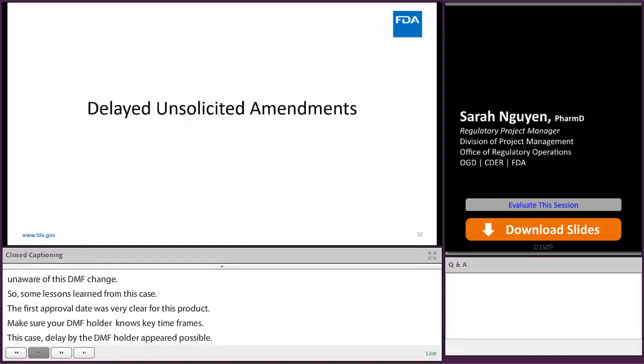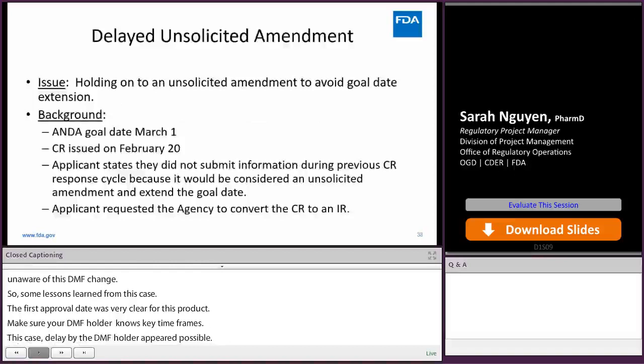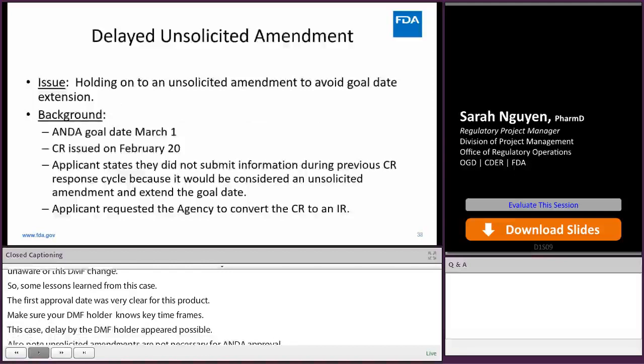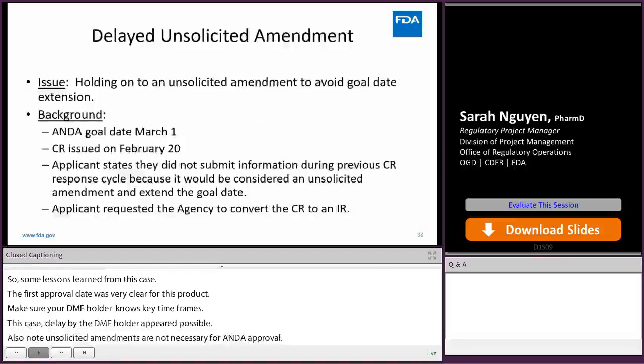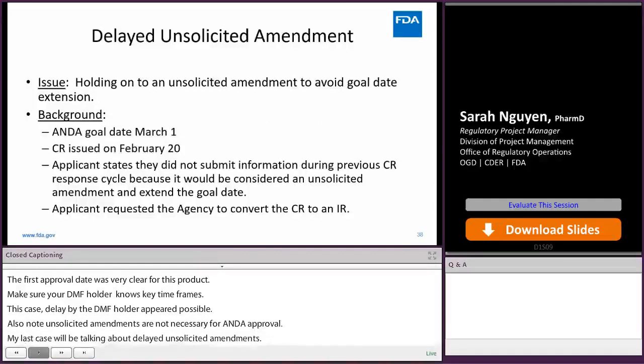And my last case will be talking about delayed unsolicited amendments. In this scenario, the issue was that an applicant decided to hold on to data because they did not want to submit an unsolicited amendment and receive a goal date extension. Some background information. The goal date was March 1st and a CR was issued on February 20th.